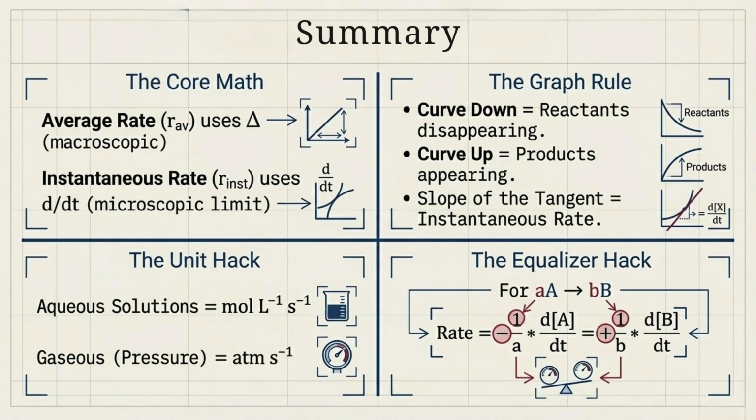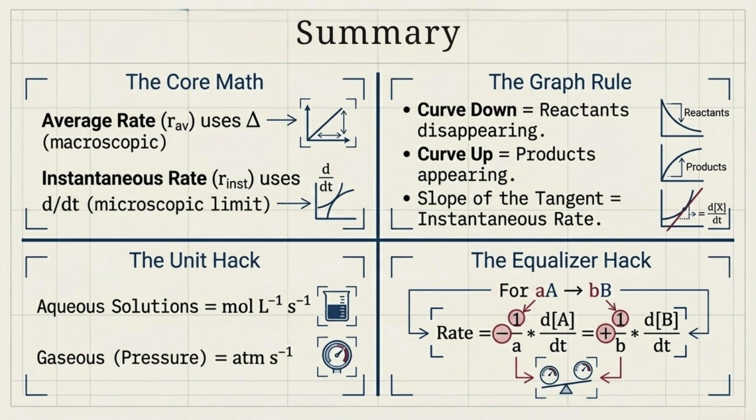Let's summarize the topic. Average rate uses change over time, delta, giving a macroscopic view. Instantaneous rate uses d over dt, the slope at a single point, a microscopic limit. Curve down means reactants are disappearing. Curve up means products are forming. The slope of the tangent line equals the instantaneous rate.